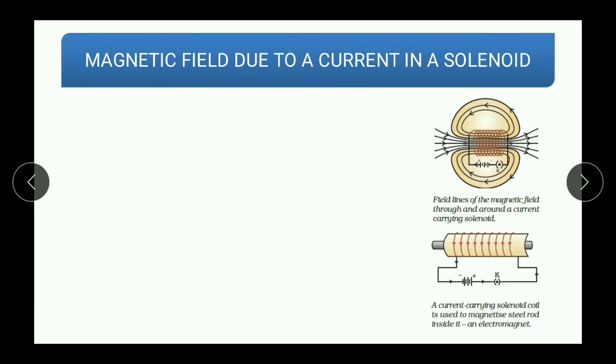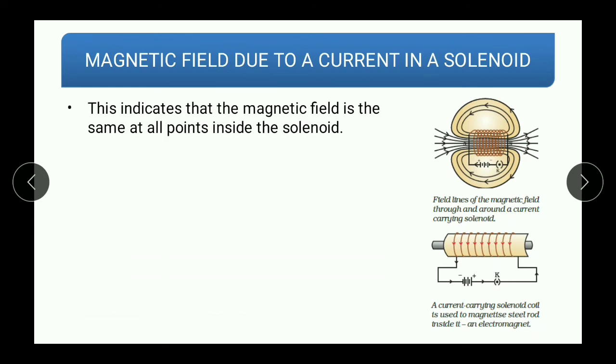So coming to the next point, this indicates that the magnetic field is the same at all the point inside the solenoid. The magnetic field is the same everywhere inside the solenoid because the field lines are parallel, and that is, the field is uniform inside the solenoid.